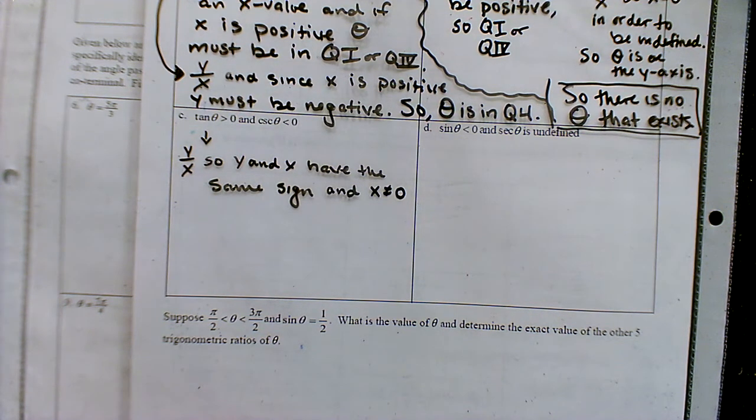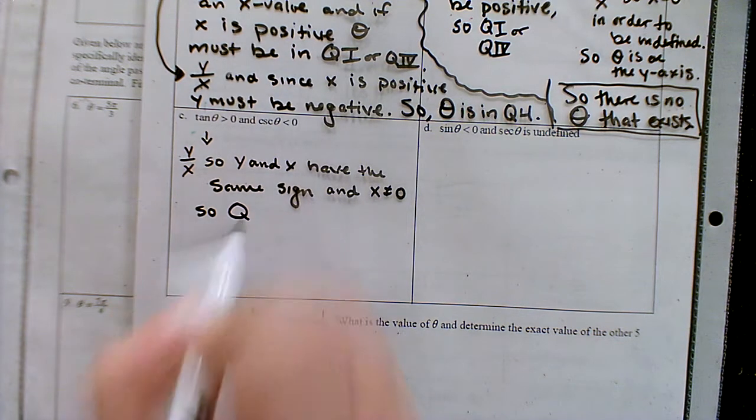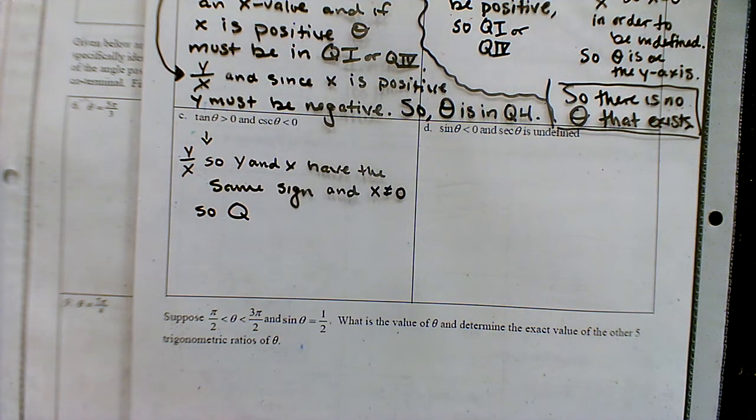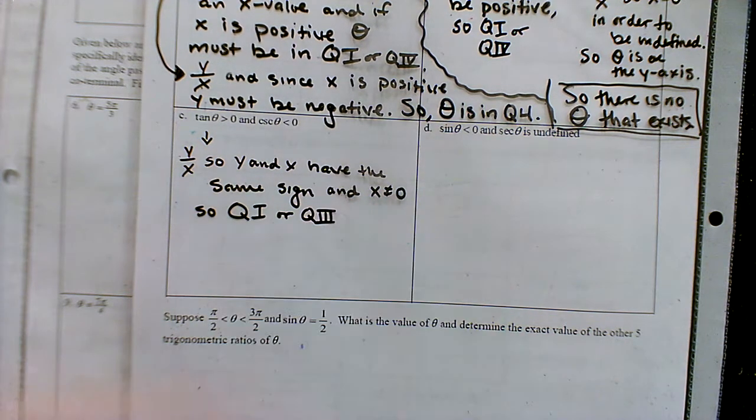Can we think about what quadrants that might be true in? Where do x and y have the same sign? Yeah. Quadrant 1 and 3. There we go. So quadrant 1 or quadrant 3. So we narrowed it down.